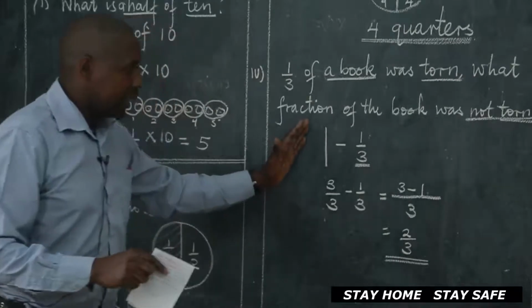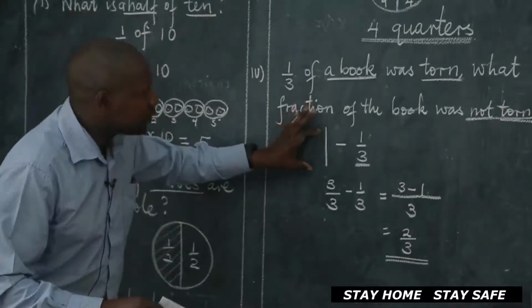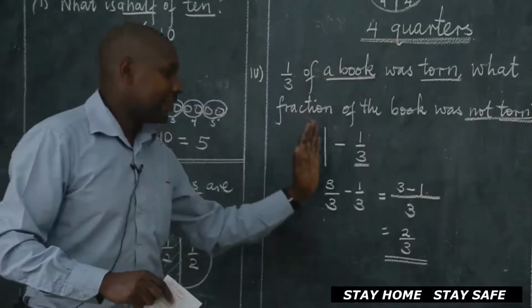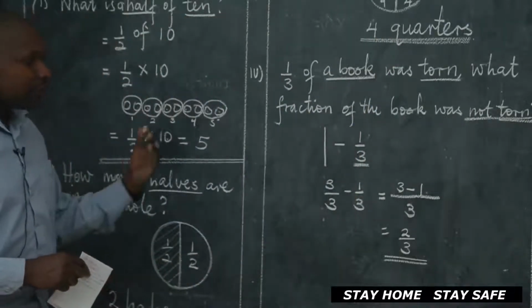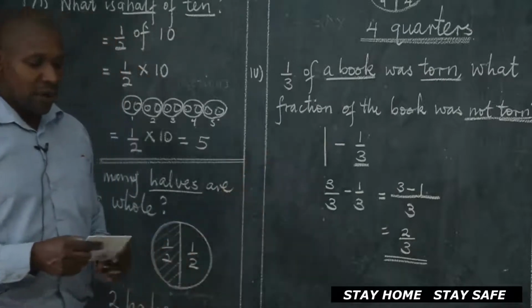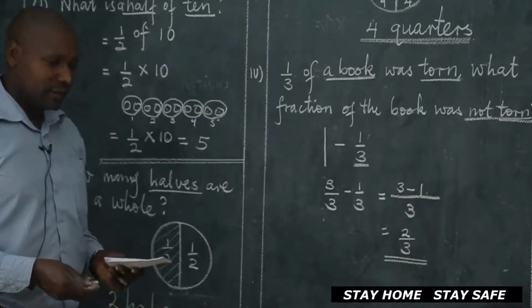So, look here. I've said 1 is representing the whole book. A third, we have removed the fraction which was torn. And we remained with the fraction which was not torn, okay?